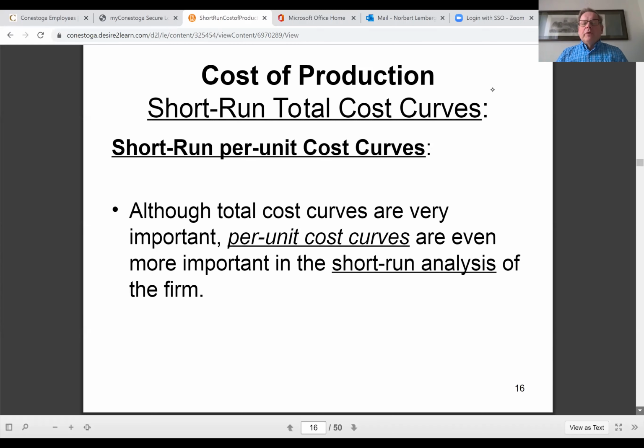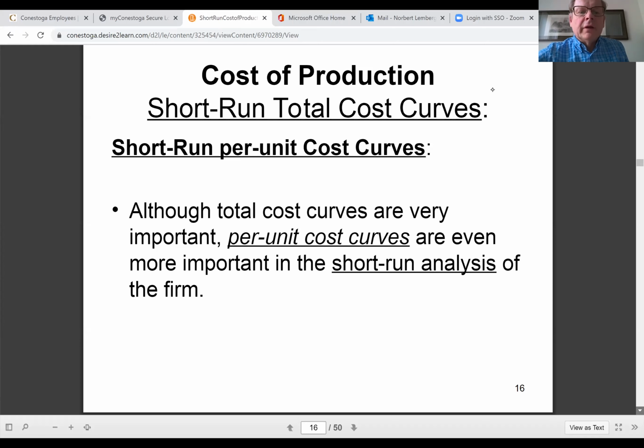Well, welcome back to part two on the cost of production. But before we begin, I'd like to remind you to read your textbook and to also practice in my Econ Lab. There are many problems in there. It will definitely help you.